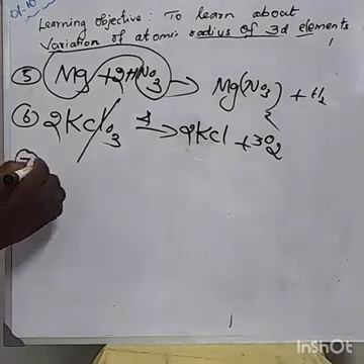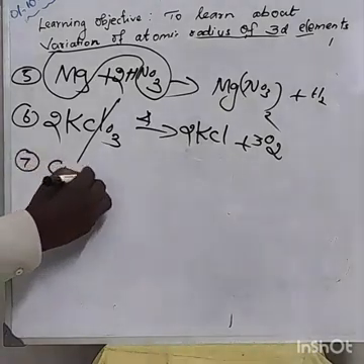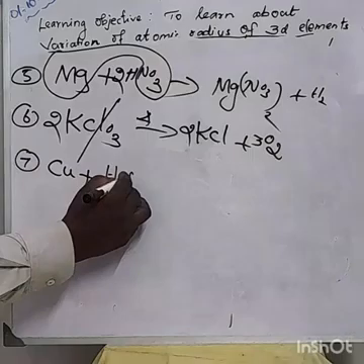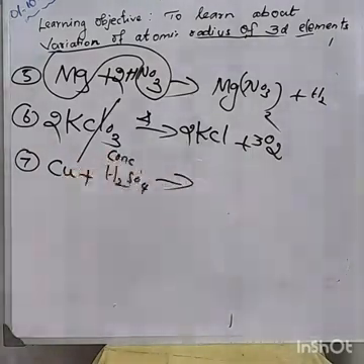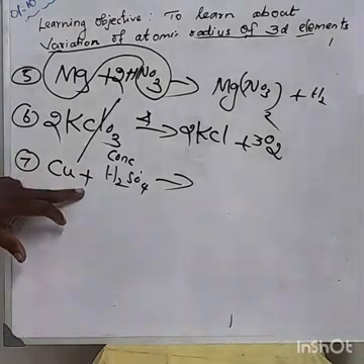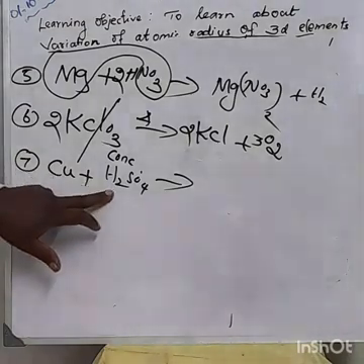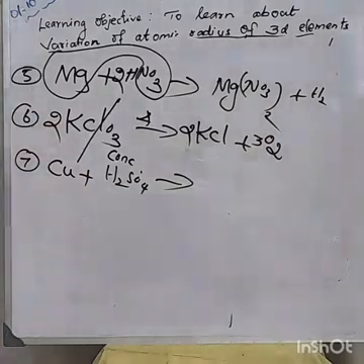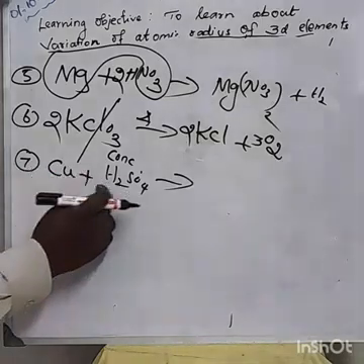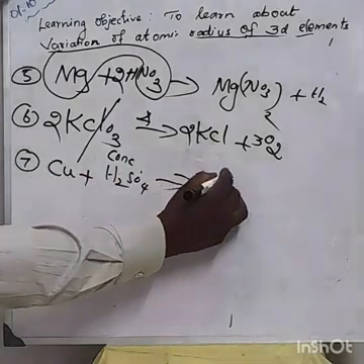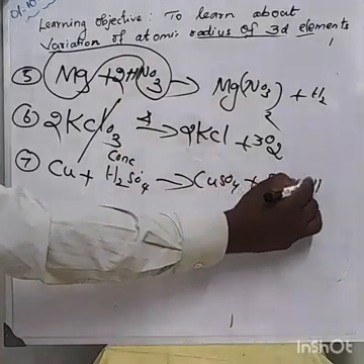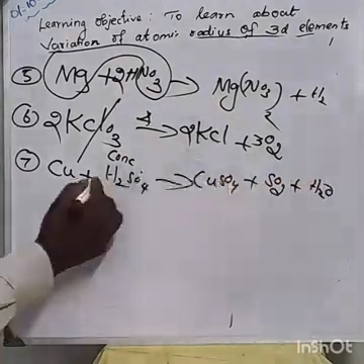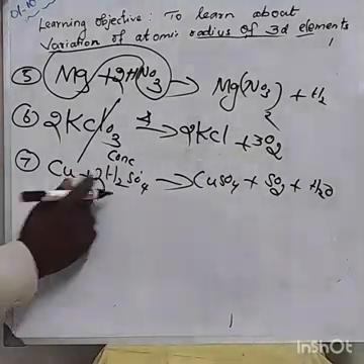The seventh one is the reaction between copper and sulfuric acid. Here we are using concentrated sulfuric acid, not dilute sulfuric acid. In the reaction between copper and sulfuric acid, copper sulfate is formed and sulfur dioxide gas is also formed. Copper combines with sulfate to form CuSO4, plus sulfur dioxide plus water. How much sulfur is there? 2. How much hydrogen is there?